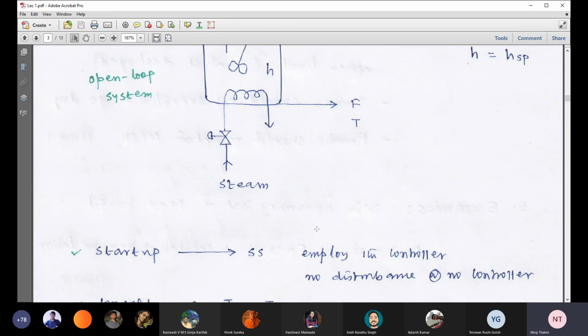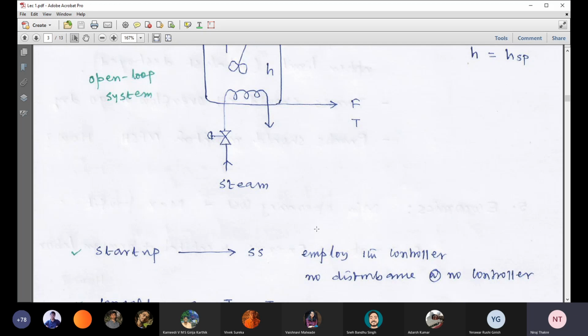But the point here is that in an industrial process unit, there are several external disturbances. As a result, our process never stays at steady state. It always tries to deviate from the steady state. Because of this, we need a controller in practice. Got this? If our process remains at steady state, there is no need of any controller.